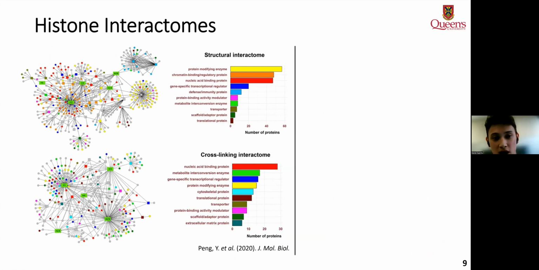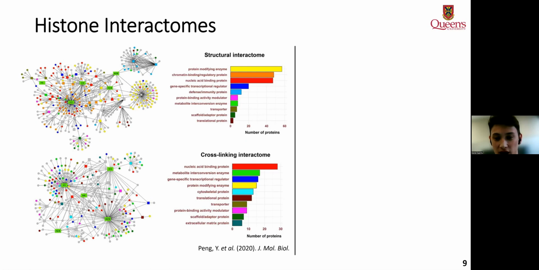And so in order to begin investigating possible mechanisms, we've been using histone interaction networks, or histone interactomes. These were created by our collaborator, Dr. Yonghui Peng, using structural data from the Protein Data Bank and cross-linking mass spectrometry data. They detail interactions between histones and other biomolecules, such as DNA, interactions between histones and other histones, and interactions between histones and other proteins, such as DNA repair proteins or DNA replication proteins. And these are individual residue-level interactions.